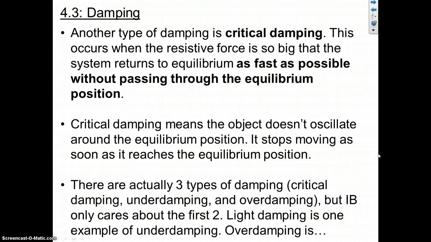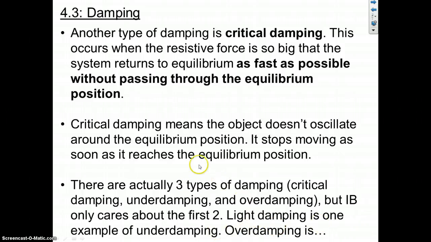Now, in actuality, there are three types of damping. There's critical damping, underdamping, and overdamping. But the only ones that we have to know about for IB are the first two. Right? Light damping is just one example of underdamping. But we're not going to use that term. You don't need to worry about it. I just wanted to explain that there's a third type, which is overdamping.